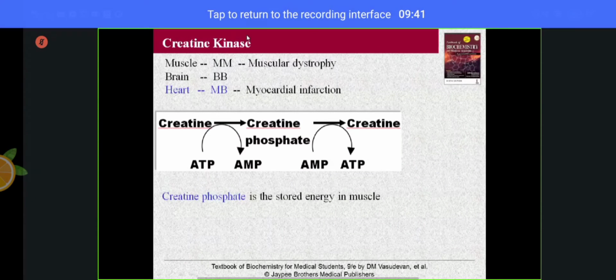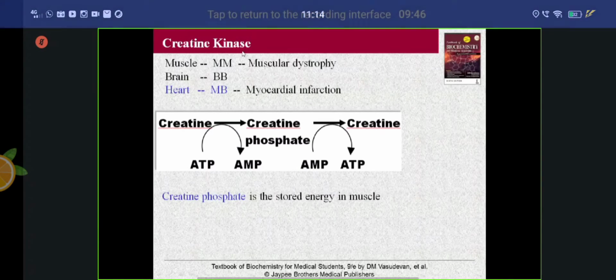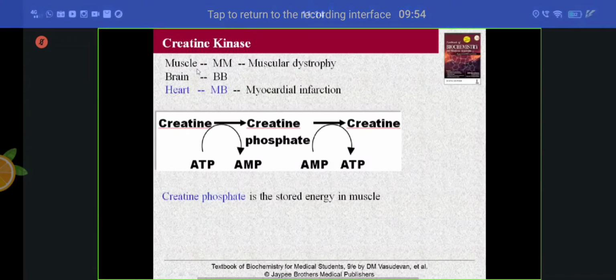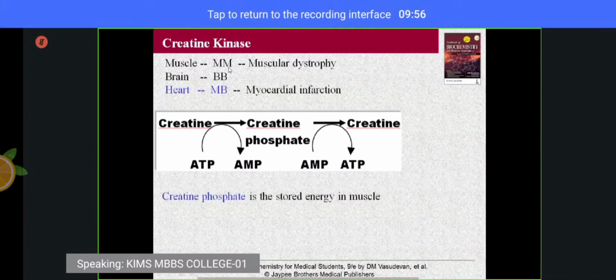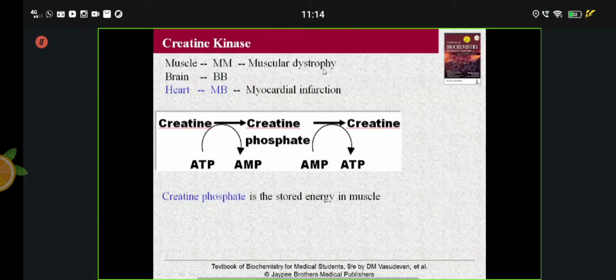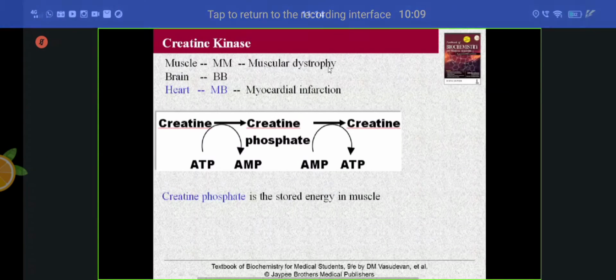So, creatine kinase isoforms, a very potential question for the exam. Creatine kinase isoforms 1, 2, and 3. Number 1 is found in the muscle, having two M units. It is increased whenever there is muscular dystrophy. Muscular dystrophy is a disease with a defect at the genetic level. The muscle is easily broken down, and the patient presents with muscular weakness. Coming to brain, this is BB, with two units of B.